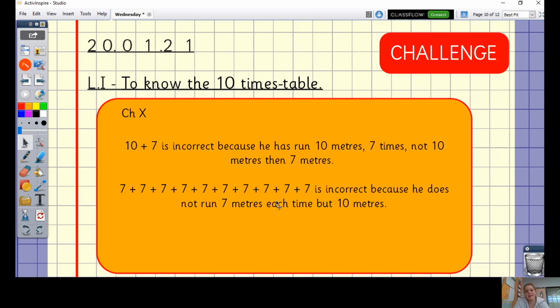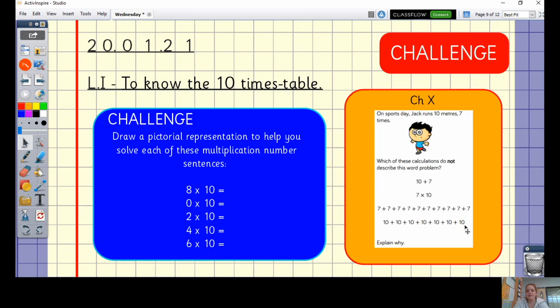Okay? So then we're just going to have a quick look at our answer for our challenge X. So 10 add 7 would be incorrect because he has run 10 meters 7 times, not 10 meters and then 7 meters. And this number sentence adding 7 is incorrect because he does not run 7 meters each time, he runs 10 meters each time. So the 2 correct number sentences would be the repeated addition with 10 and the 7 multiplied by 10 there.